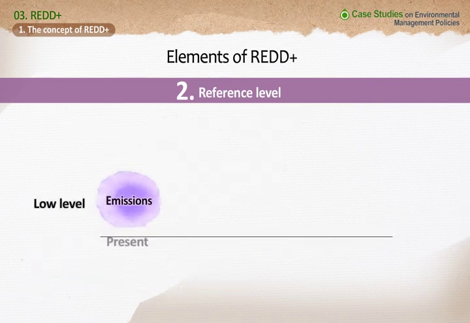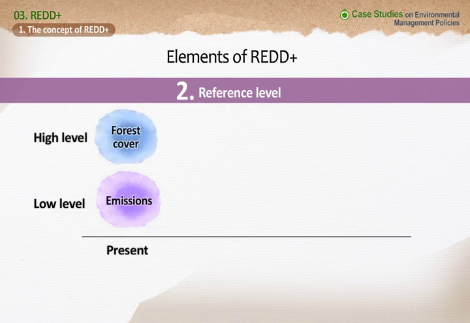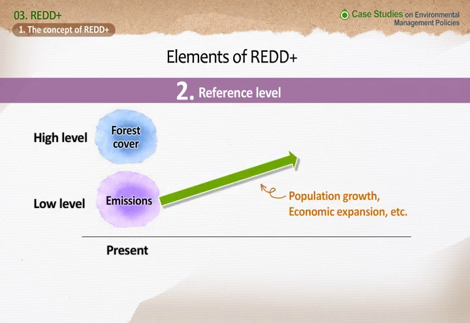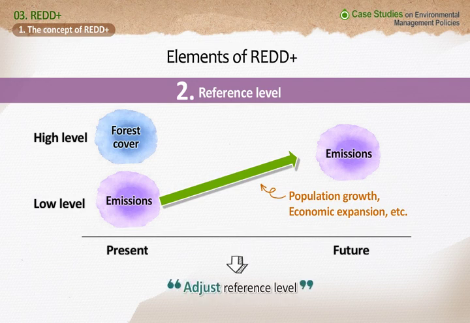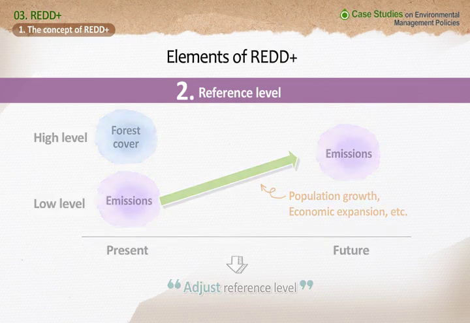For example, a country may have a low level of historical emissions and have a high level of forest cover, but might anticipate that because of population growth, economic expansion, and other factors that its emissions could go up in the future. It might then adjust its reference level to account for these factors.